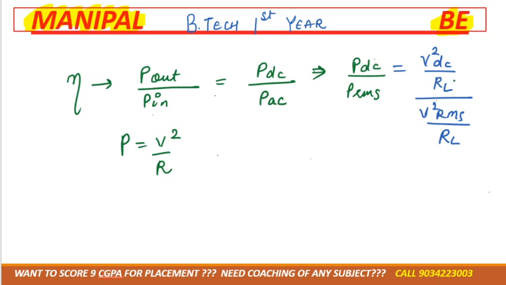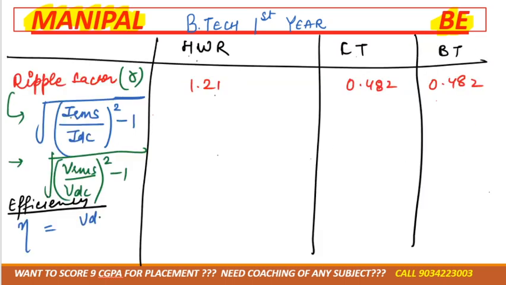So RL must cancel out, so you can use this formula also. I'm writing down here, that is V square DC divided by RL, divided by V square RMS divided by RL. Voltage you need to calculate. Okay, you will have to calculate the voltage. Correct?